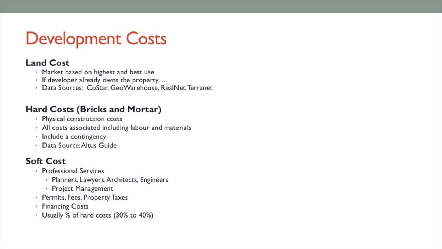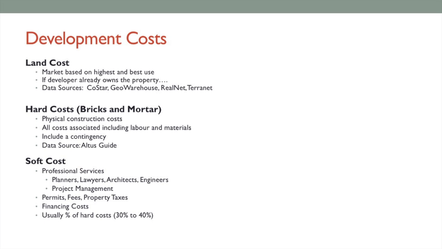There's an Altus cost guide. It's focused on major metropolitan areas across Canada. They provide cost ranges for different types of development. Then there's soft costs. Soft costs are all the supportive costs associated with the development. So we're looking at the professional costs: planners, lawyers, engineers, architects, that's all part of it. And soft costs also include the municipal processing, like the different fees and charges. That's also considered to be a soft cost.